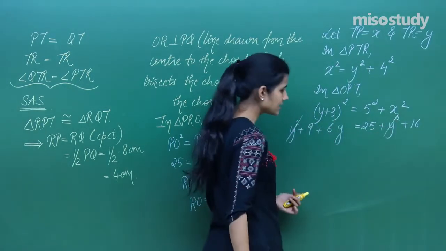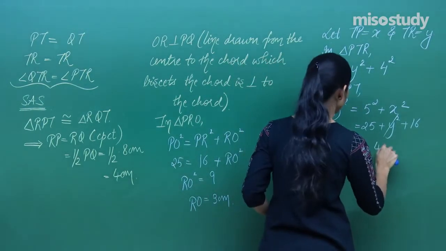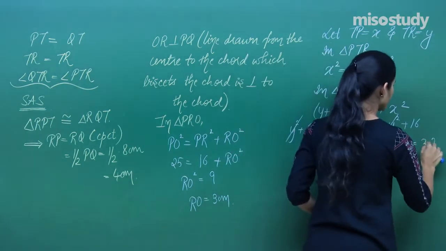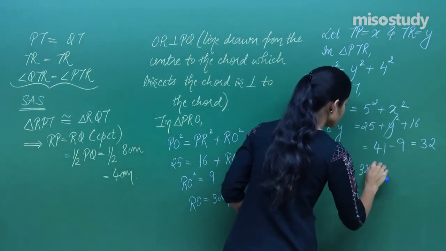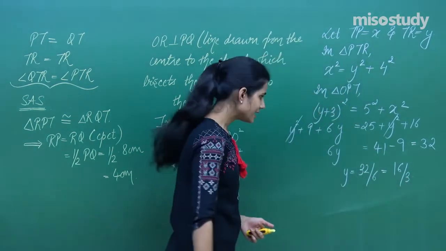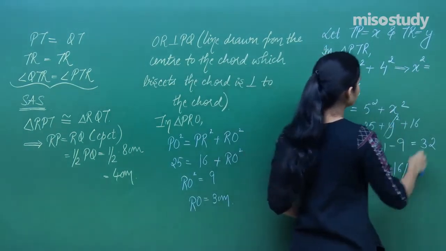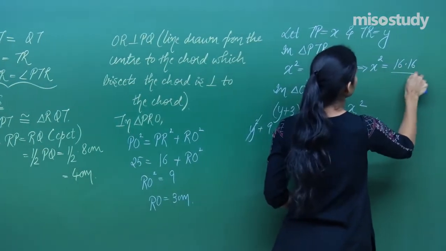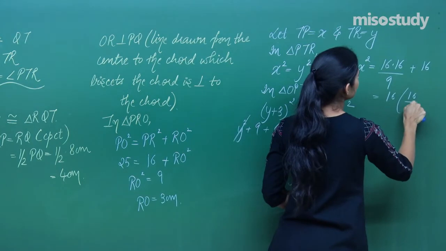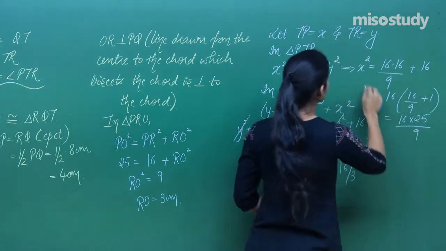Y square cancels out. What is this? 25 plus 16 gives you 41. This is 6y equals 41 minus 9. This is 32. Y is 32 upon 6, which is 16 upon 3. Y is 16 upon 3, so what is x? x square is 16 into 16 upon 3 into 3, which is 16 upon 9 plus 16. So 16 comes out common, you have 16 into 1 upon 9 plus 1. This is 16 into 25 upon 9. This is the value of x square.